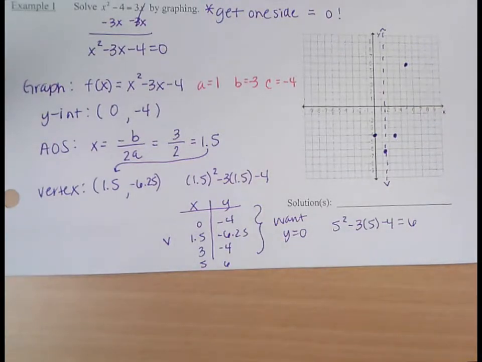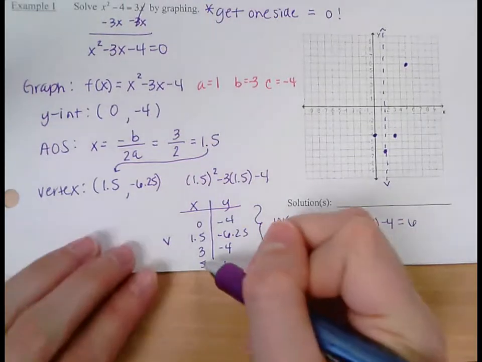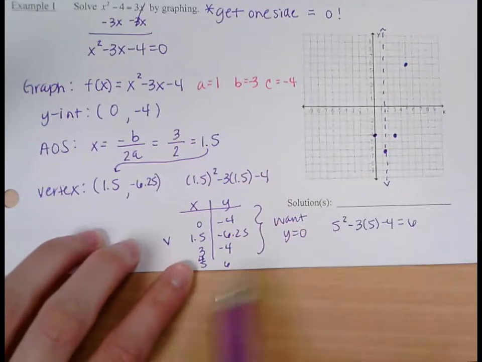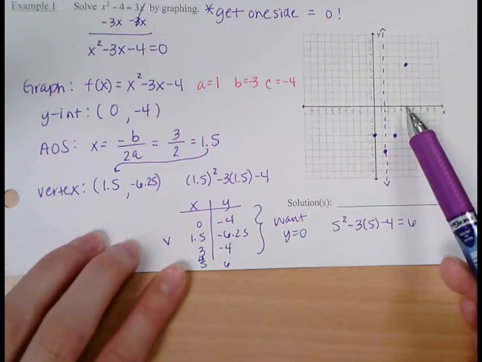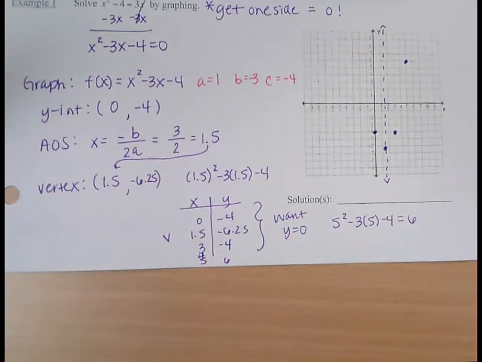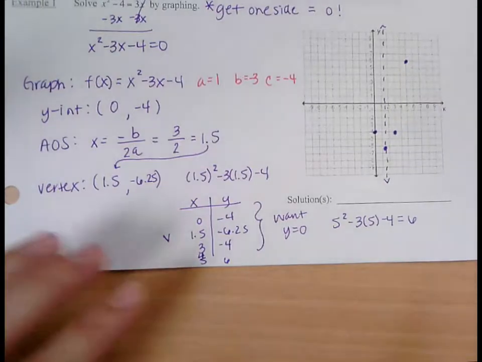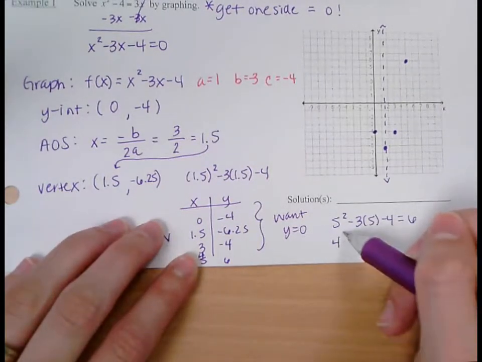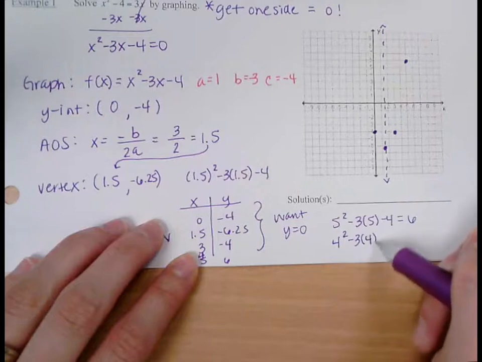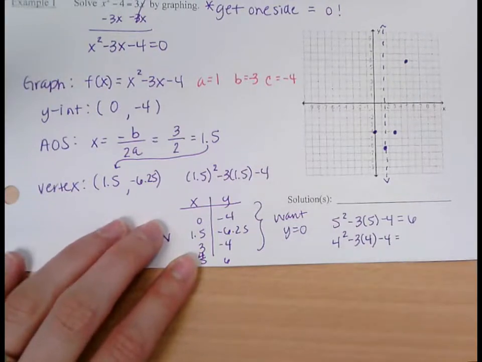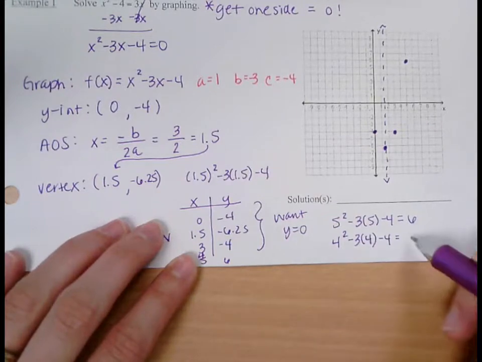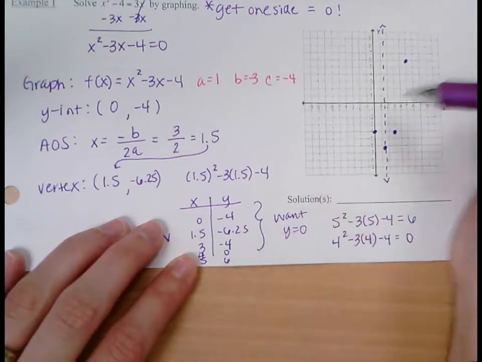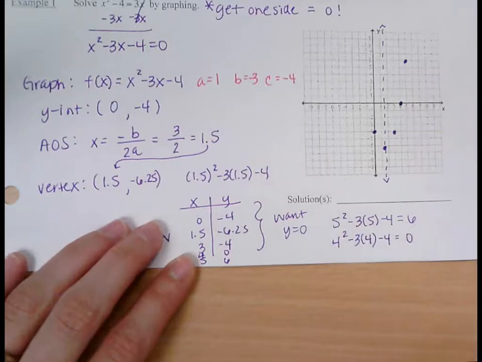But what does that tell me I should try plugging in now? 4. If there's going to be a y value of 0, it's going to be at the x value 4, unless it's at a decimal or fraction, which we'll talk about in a minute here. So if I plug in 4, I do get 0, which is what I'm looking for.